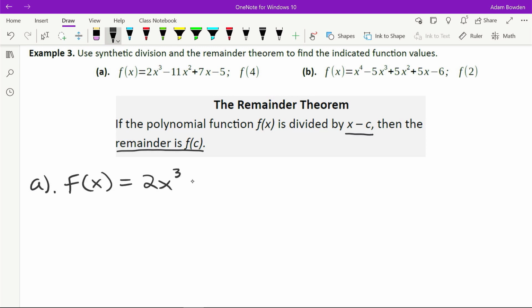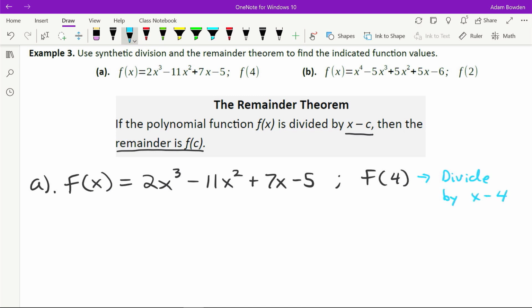So for instance, if I take 2x to the third minus 11x squared plus 7x minus 5, and I want to illustrate the remainder theorem using f of 4. Okay, f of 4 in the remainder theorem basically tells me that if I divide by x minus 4, then the remainder is equal to the value of f of 4.